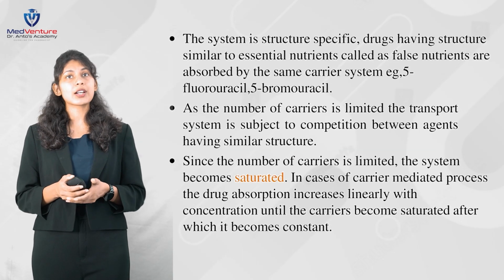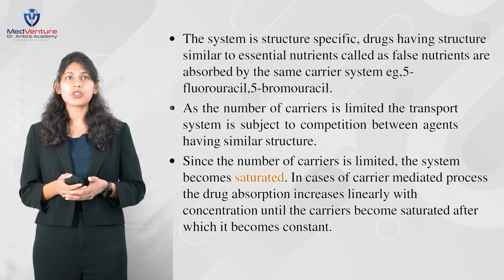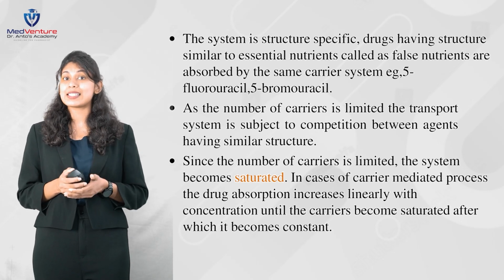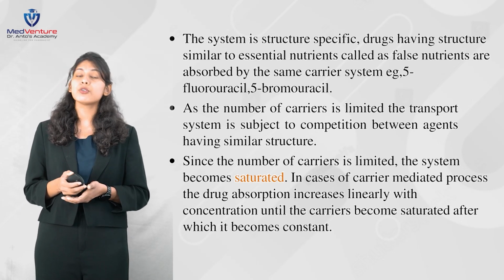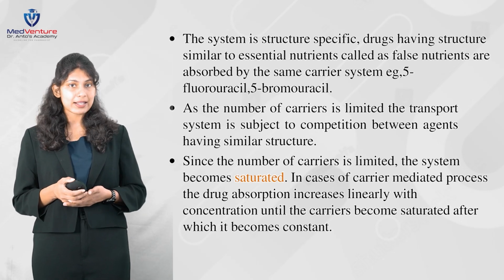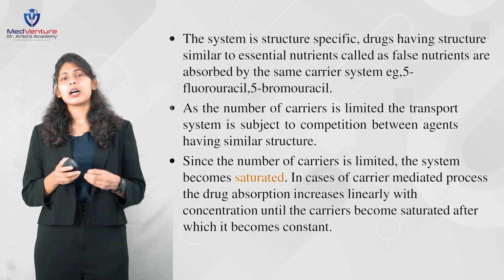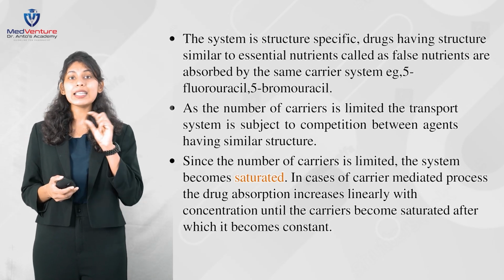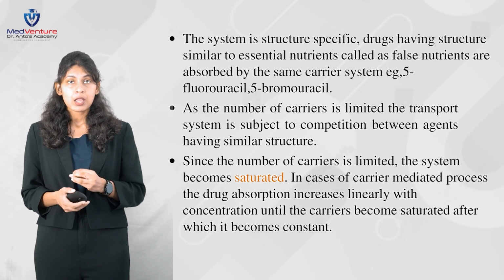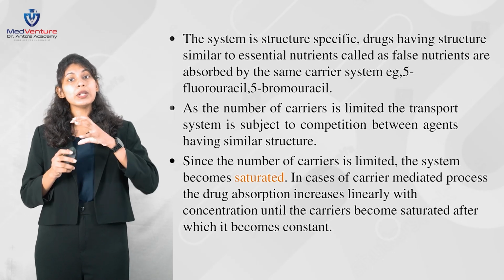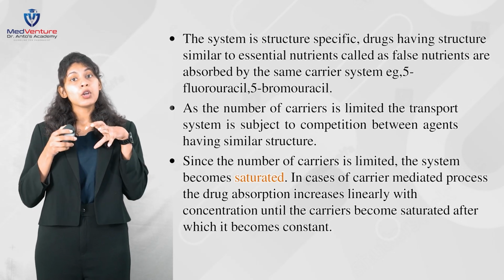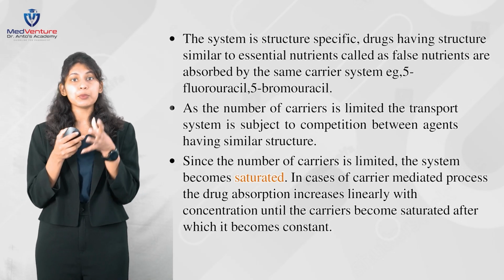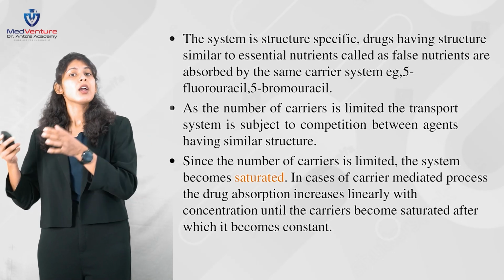The system is structure specific. Drugs having structures similar to essential nutrients, called false nutrients, are absorbed by the same carrier system, like 5-fluorouracil or 5-bromouracil. So it means that the carriers don't just carry anyone that comes and binds with them. It needs to have a specific structure. So these solute molecules will mimic the structure of the essential nutrients. Essential nutrients can combine easily with these carrier proteins, and they can cross the membrane.